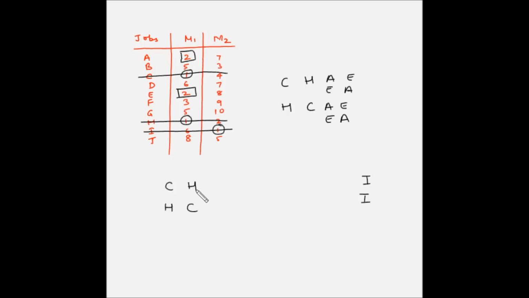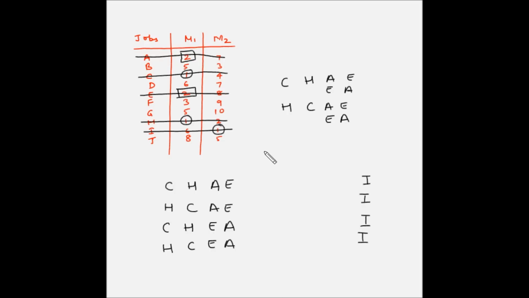So this will become CH, A, E, and then we have to create another combination which says CHEA, and then HCAE, and another combination HCEA, and both of these will also have the last job as I. And now let's strike off these two jobs because we have already processed them.